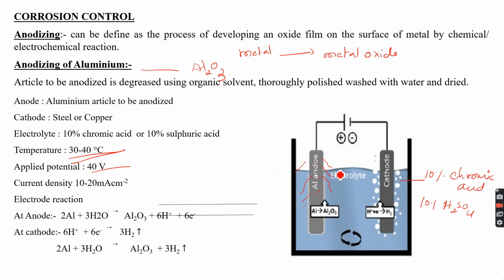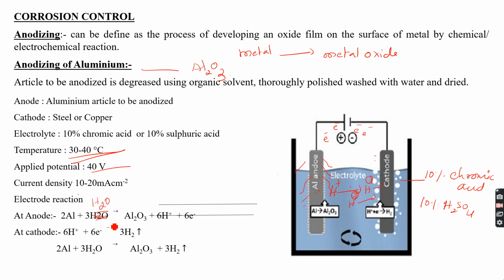So Al3+ ion is formed. It gets oxidized, forming Al2O3. How? The aluminium interacts with water, H2O, because here we take 10% sulfuric acid or chromic acid, forming aluminium oxide Al2O3, along with the liberation of H+ ions and electrons. As soon as the H+ ion is formed, this H+ ion migrates towards the cathode, and at the same time the electrons migrate towards the cathode through an external circuit.